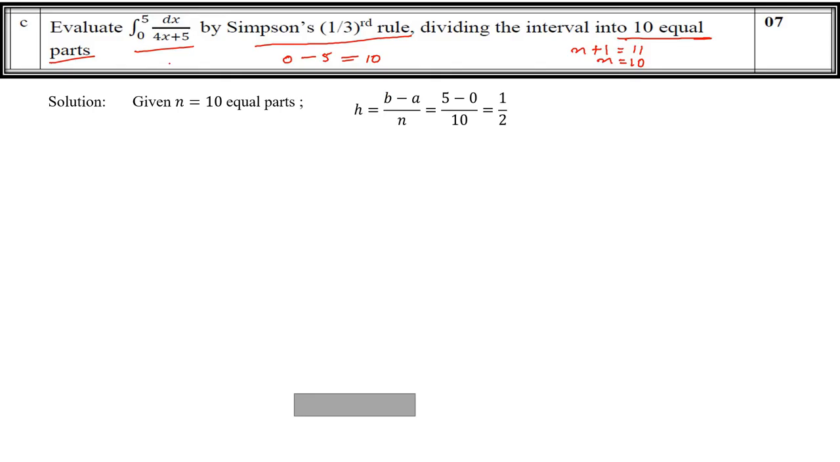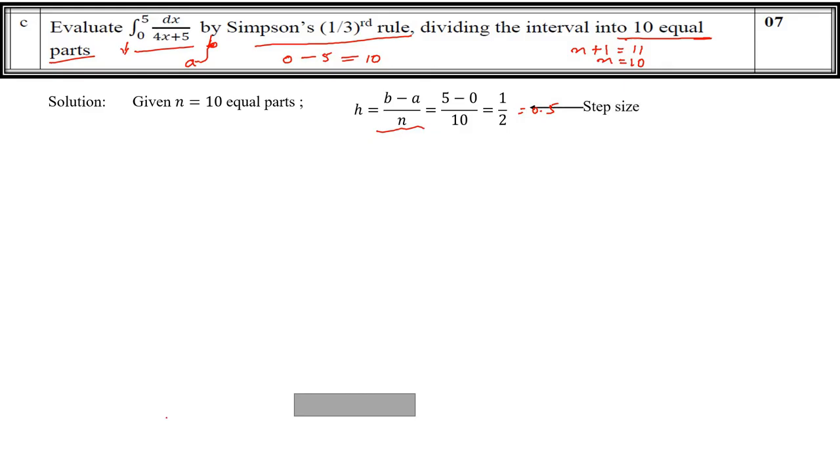So h is nothing but, with limits written as integral from a to b, upper limit minus lower limit divided by n. The upper limit is 5, minus the lower limit 0, divided by n equal to 10. So you have got 1 by 2, which is 0.5.